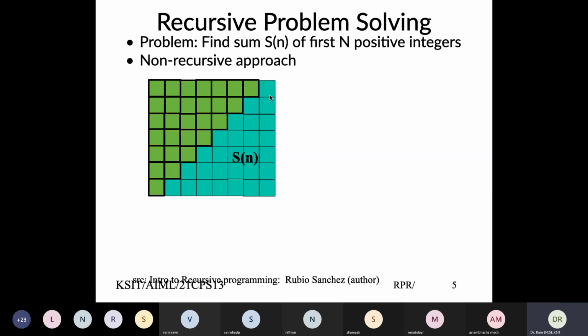Juxtaposing the same figure basically makes a rectangle whose height is n. And what is the length of this rectangle? Anybody? The height of this rectangle is n. What would be the length of this rectangle? Anyone?